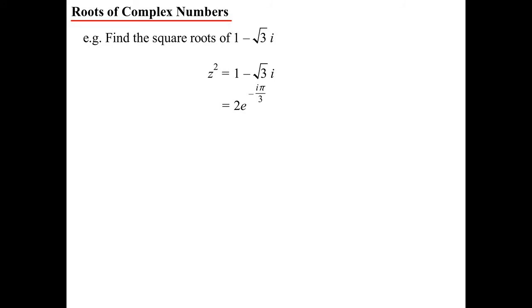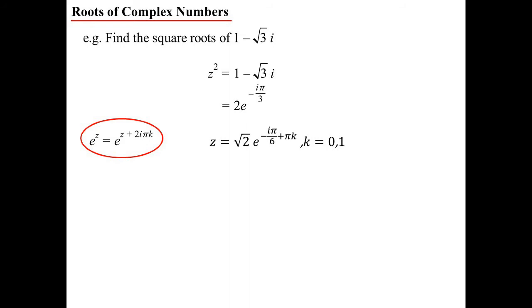If I want to find the square root, then it would become root 2e to the minus i pi on 6 plus pi k, where k equals 0 and 1. E to the z, remember what we saw first thing today? E to the z plus, because it's periodic, so I can add on the 2i pi k. And we get minus i pi on 6, 5i pi on 6, and we get our result.